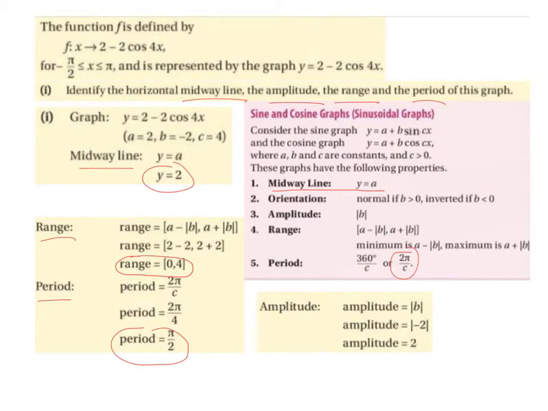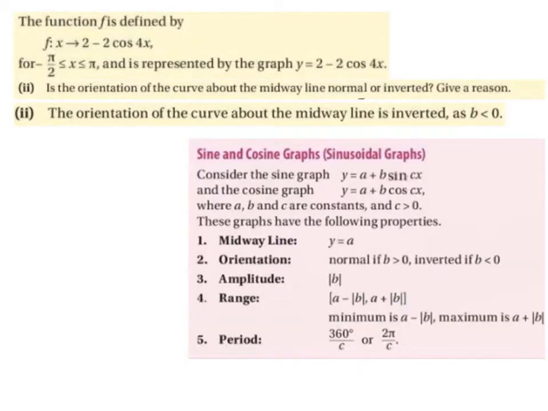Next, the amplitude. So we can see from our table that the amplitude is the modulus of b. And in our formula, we see that the b is stuck onto the cos of x, and we identified the b as minus 2. So it's going to be the modulus of minus 2, which is going to be 2, basically just the positive value of minus 2. So we end up with the midway line as y is equal to 2. The range is from 0 to 4. The period is pi over 2, and the amplitude is 2.